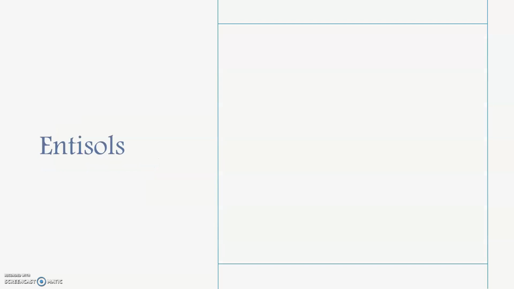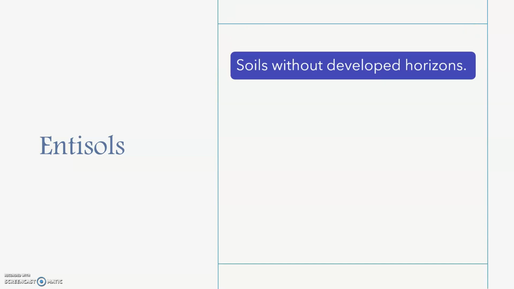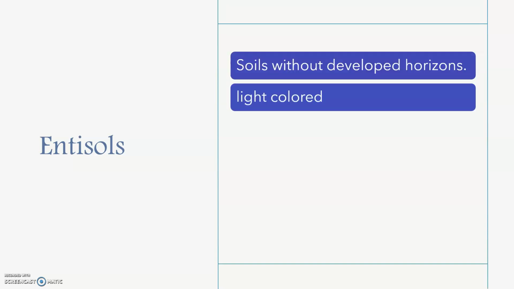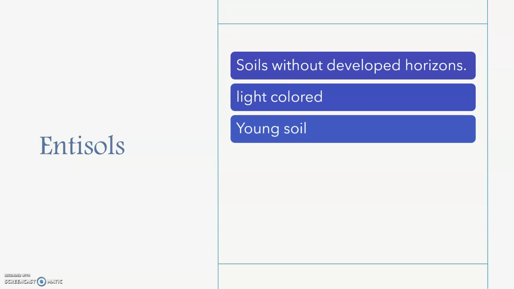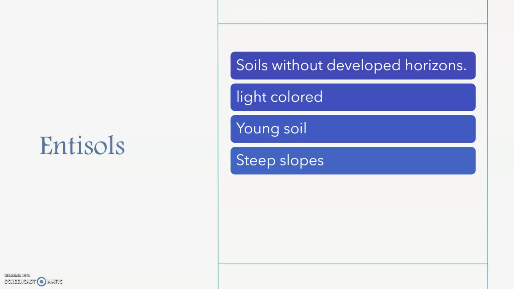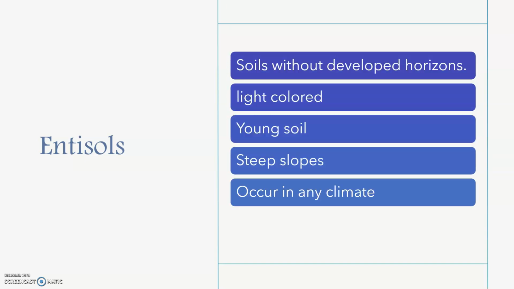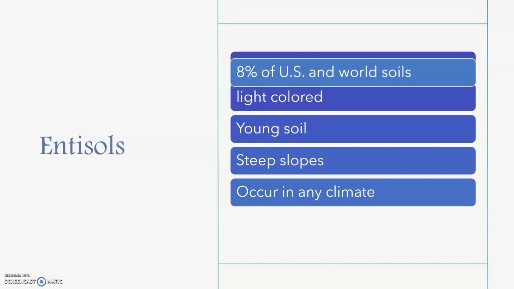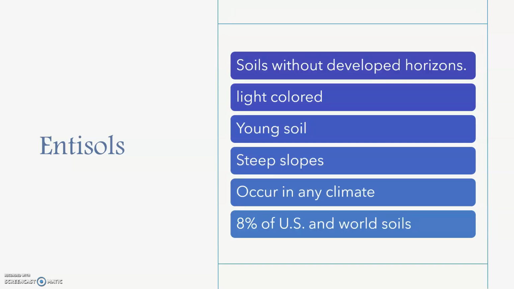The first soil order we are going to look at is entisols. Entisols are soils without developed horizons. You can't see the horizons very well in entisols. They are typically light colored and are young soils. They often develop on steep slopes and can occur in any climate. 8% of the United States and world soils are entisols.